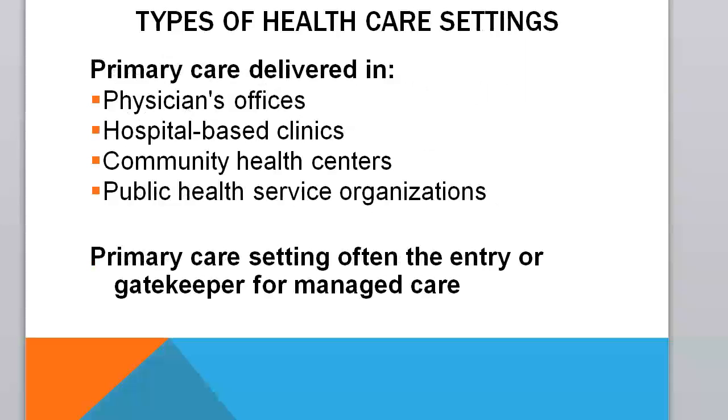Then we look at this next PowerPoint slide on types of healthcare settings, where we can see primary care delivered in physicians' offices, hospital-based clinics, community health centers, and public health service organizations. And this all makes good sense, because think about what primary care is all about. It's that primary prevention, and we're able to do it in these particular healthcare settings. And the primary care setting often is the entry point or gatekeeper for managed care.